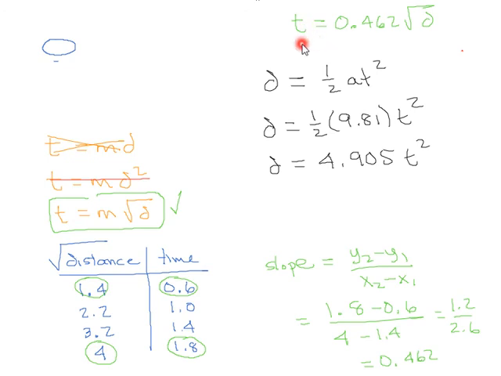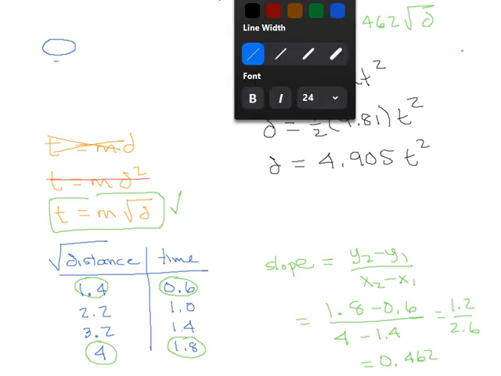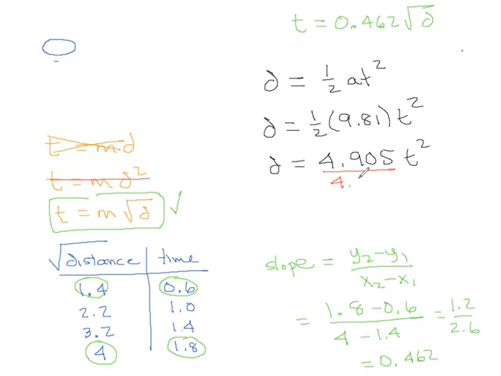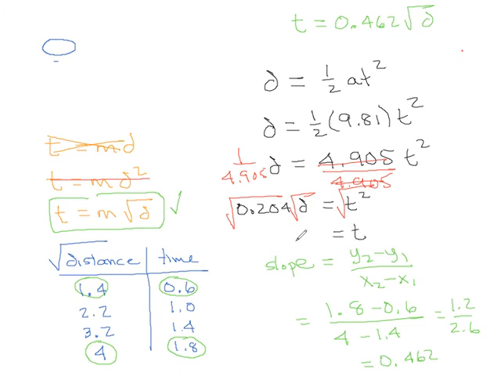And then, because this formula is supposed to be t equals, I had to take this and solve it for t. So to do that, I divided by 4.905 on both sides. Here I went 1 over 4.905. Those canceled. And I got 1 divided by 4.905 is 0.204. So now we have 0.204d equals t squared. And then, to get t alone, I square rooted both sides. And on the left side, I square rooted these separately. And you get t, here you get root d.